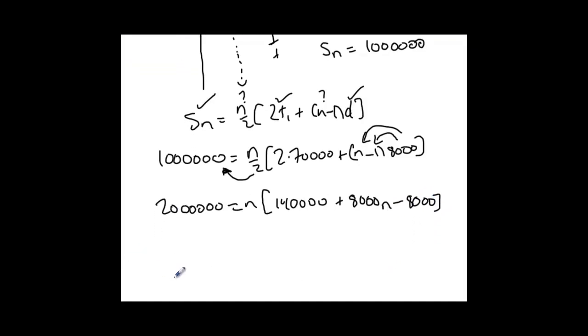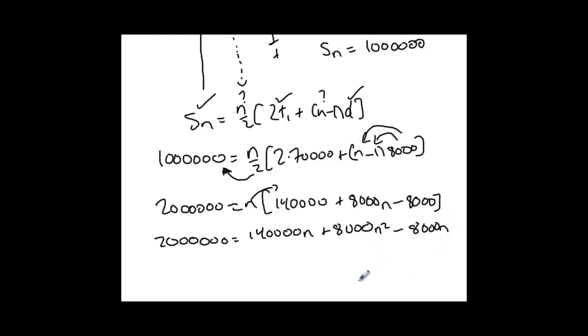If this doesn't make sense, please rewind and take a look again. This is where you have to have a good grasp of your algebra skills. Some of you may see where this is starting to go. You then need to FOIL in this n to every term. And so what you're going to get is 140,000 n plus 8,000 n squared minus 8,000 n.